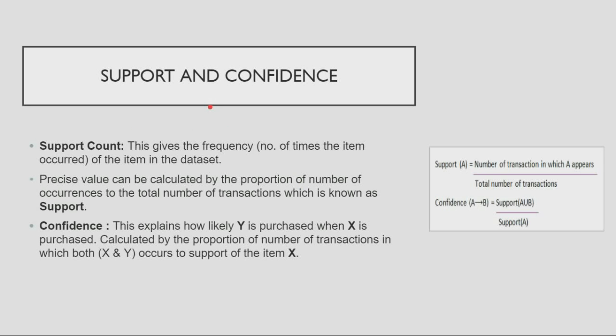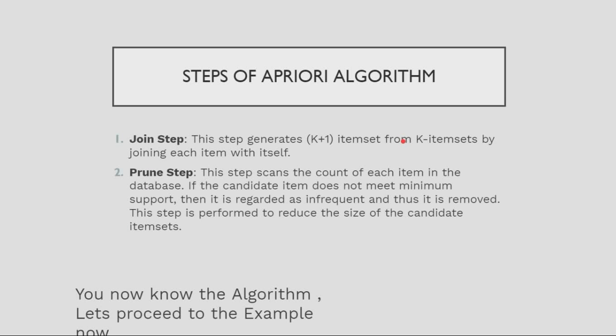Support count is basically the frequency of the item in the dataset. Support of an item is the number of transactions in which that item appears divided by the total number of transactions. And confidence is basically how likely an item Y is purchased when item X is already purchased, or already in the transaction. It is computed by the support of both the antecedent and the consequent divided by the support of the antecedent.